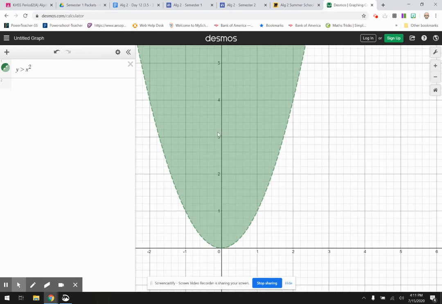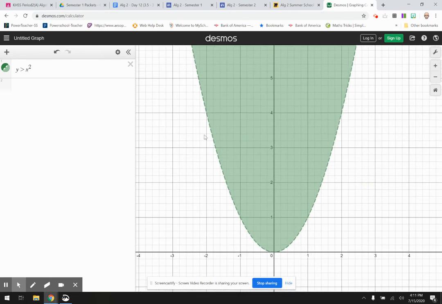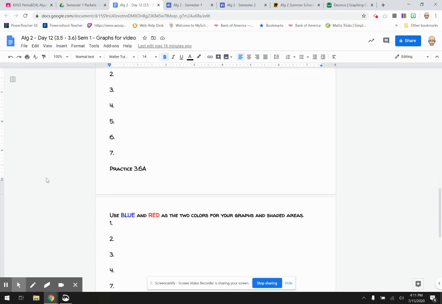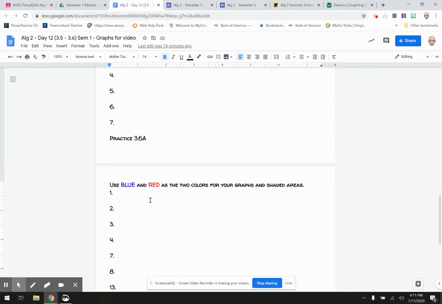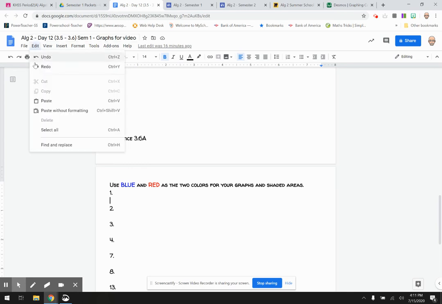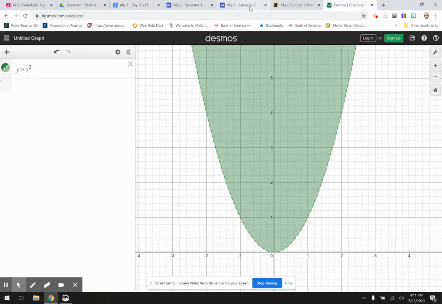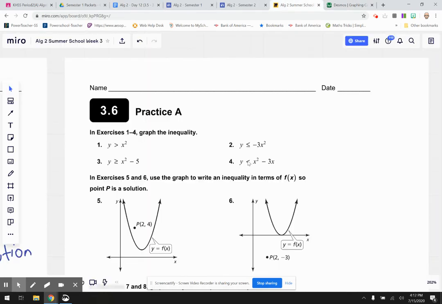Okay, so what I would then do is do my screenshot, go back to my Google Doc, and find 3.6. There it is, and we go to number 1 there, and I'm just going to edit and paste it. And there's number 1. So 1, 2, 3, and 4 are all like that. They're all going to be U-shaped curves shaded one way or the other. The 1 and the 4 are going to be dotted lines. 2 and 3 are going to be solid lines because they actually have an equals under it.